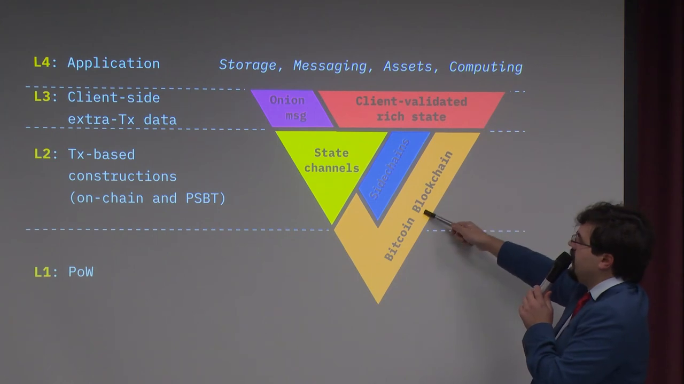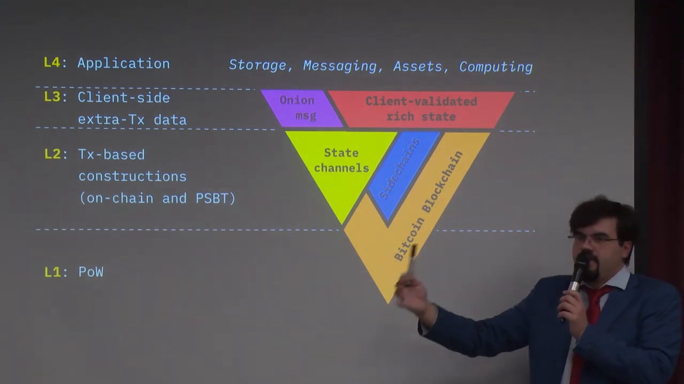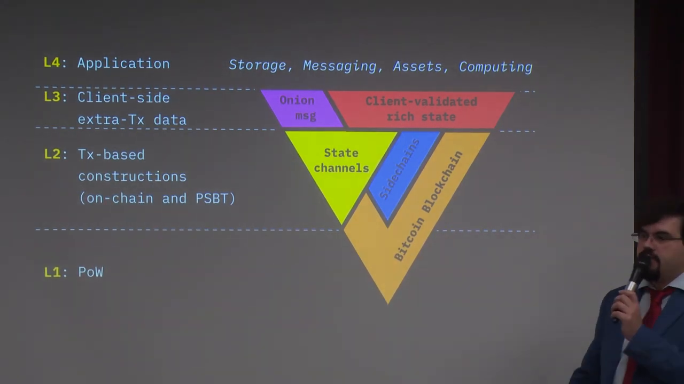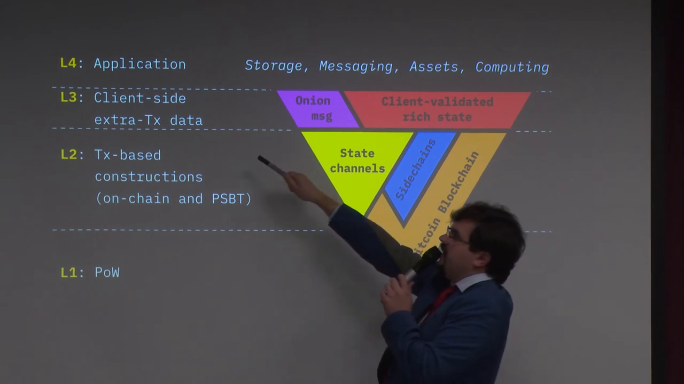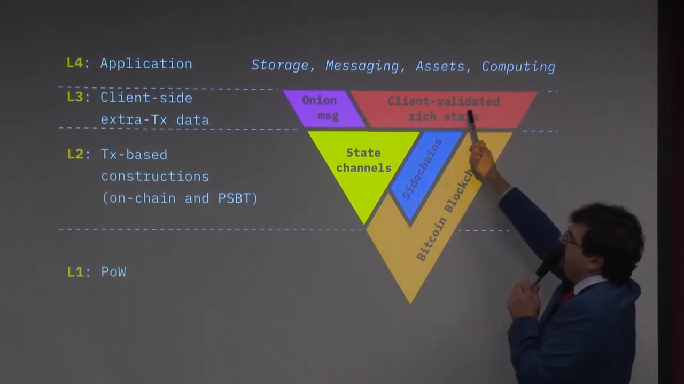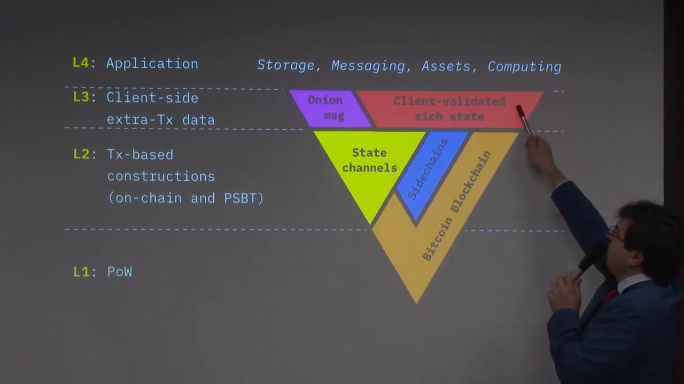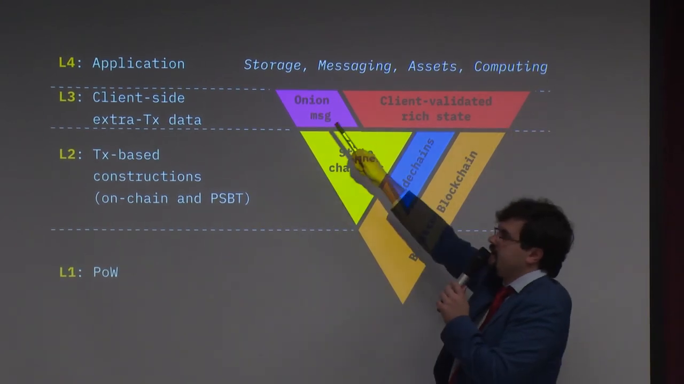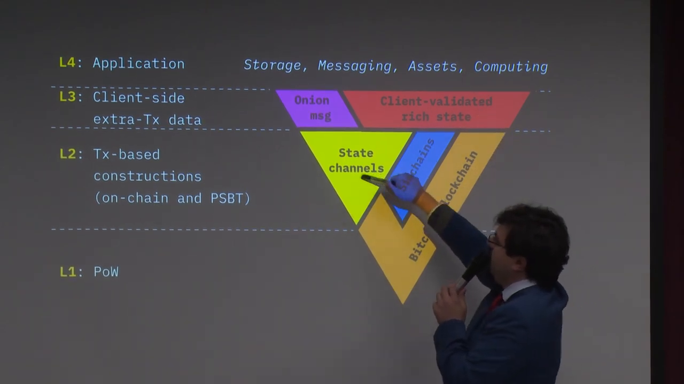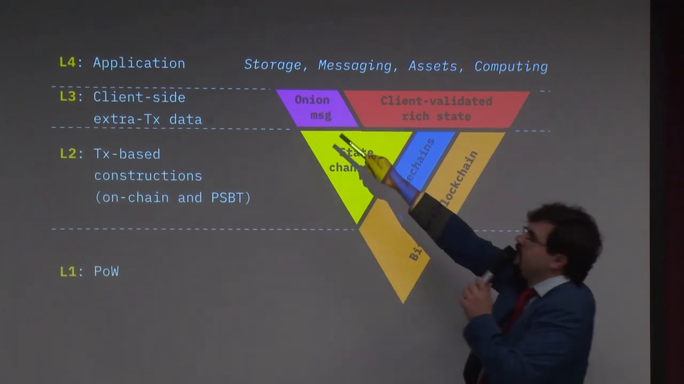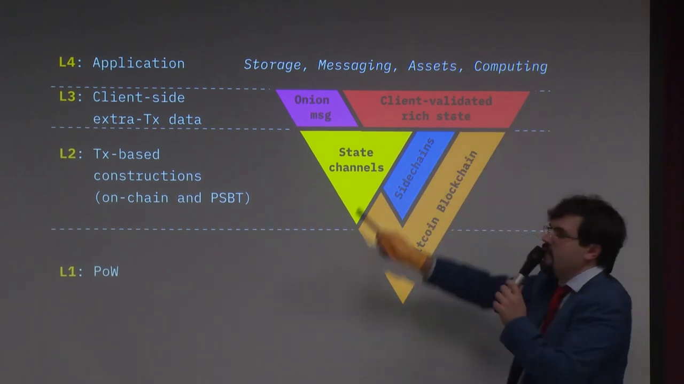And even the Bitcoin blockchain is not only proof of work, but it contains a layer of transactions which can one day be taken from the blockchain, leaving the blockchain as just a commitment layer. Layer three is client-side extra-transaction data. They are used either in an ephemeral way, like in Lightning network messaging, or with a client-validated state. And on top of that, with all these smart constructs, scalability coming from here, messaging coming from here, we can build really complex and interesting decentralized solutions for storage, messaging, assets, computing, and other things.